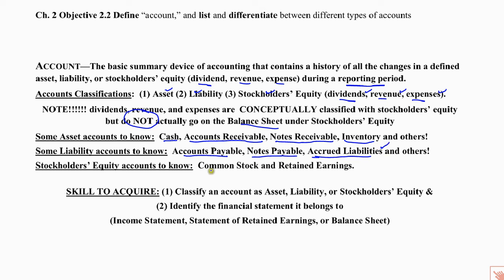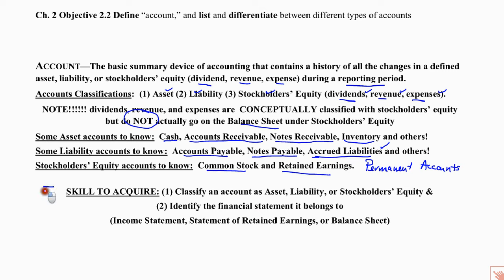And stockholders' equity, common stock, and retained earnings, these are the permanent accounts. Okay. And then, as I said, we classify dividends, revenues, expenses technically as stockholders' equity, but they don't belong there in the balance sheet.